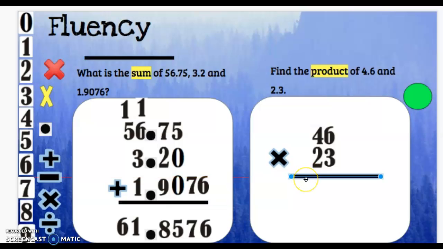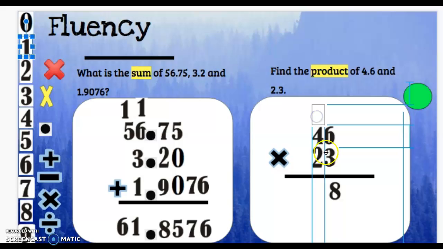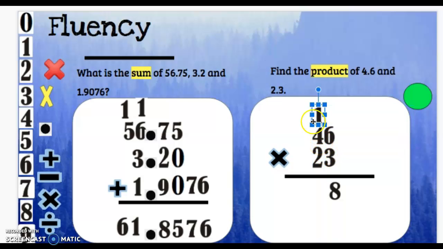So now I multiply. 6 times 3, or 3 times 6, is 18. So I put my 8. I put my 1 above. 3 times 4 is 12. 12 plus 1 is 13. So I put my 3. And I put my 1. 2 times 6 is, oh, let me back it up. I'm rushing myself here, guys.